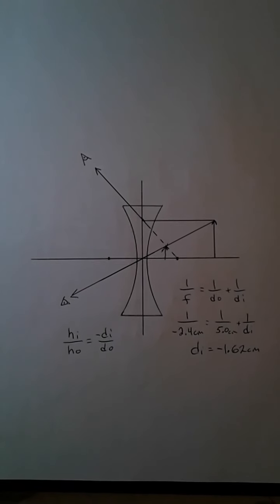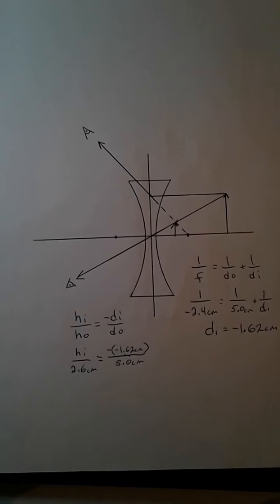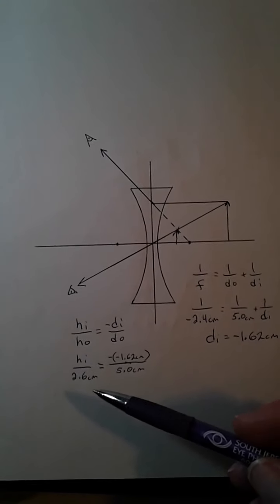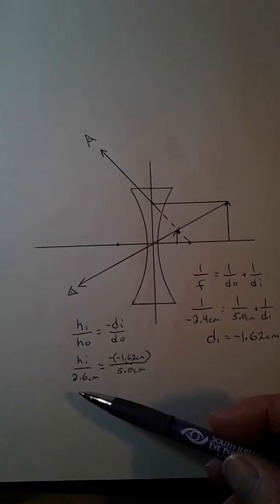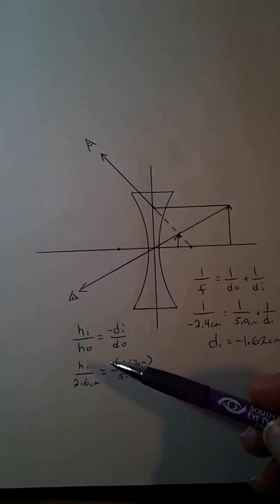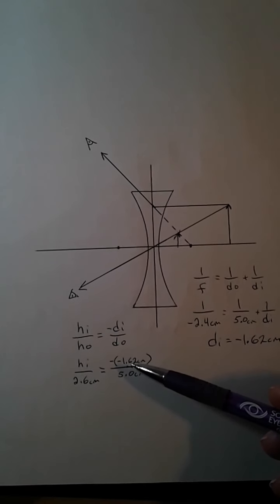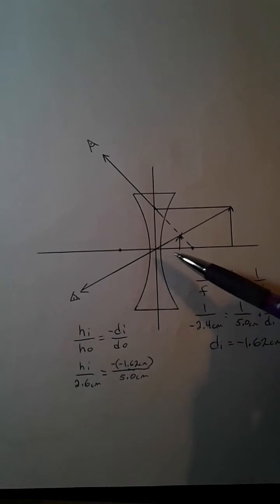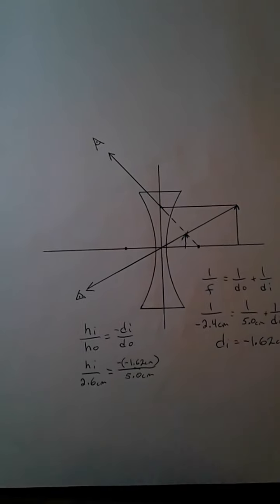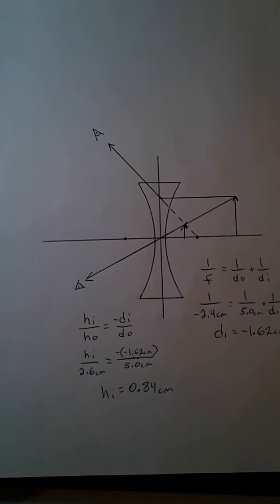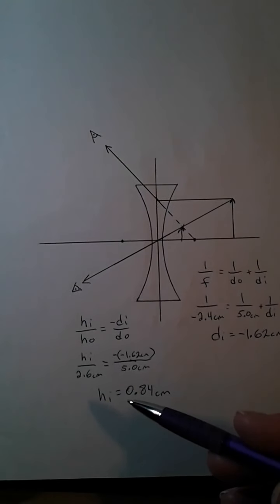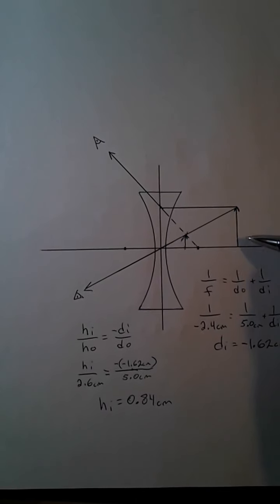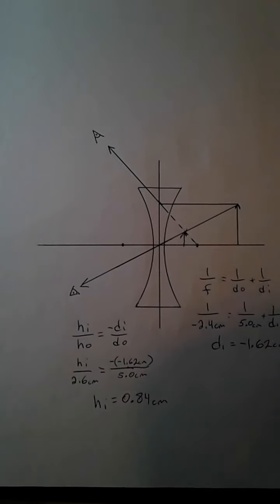Now for the height of the image. According to this scale that I'm using, I get about 2.6 centimeters for the height of the object. Again, we're using the negative sign, negative 1.62 for the distance to the image, and about 5 centimeters for the distance to the object. And we get a smaller image that's upright, 0.84 centimeters. This is supposed to be 2.6, so it's in the ballpark.